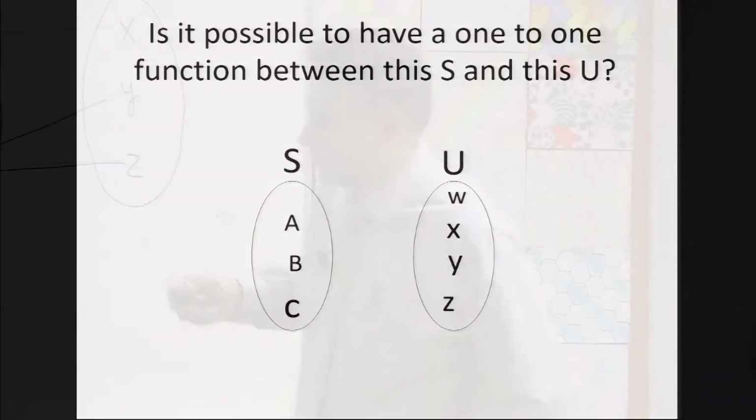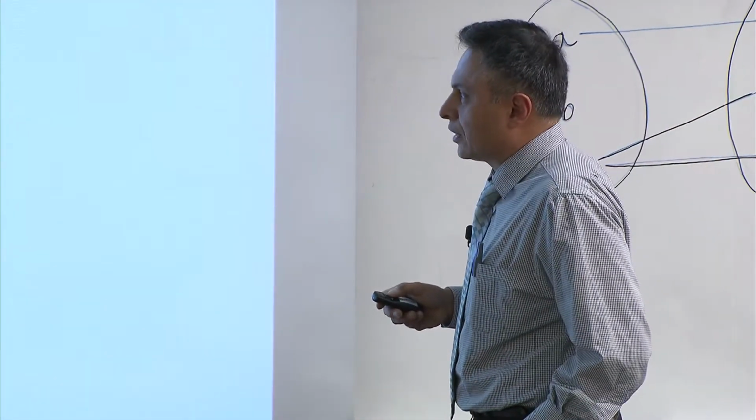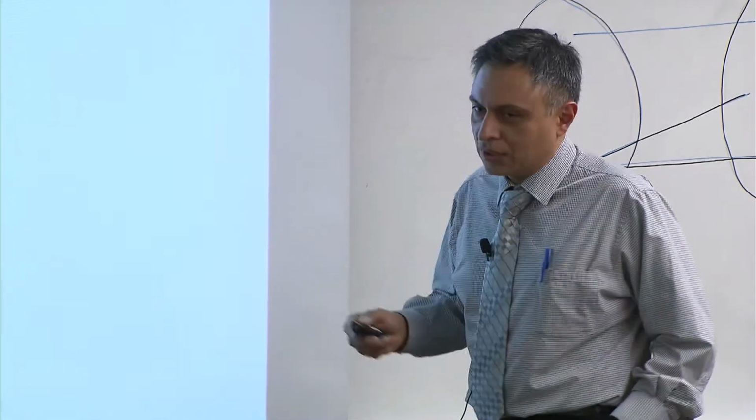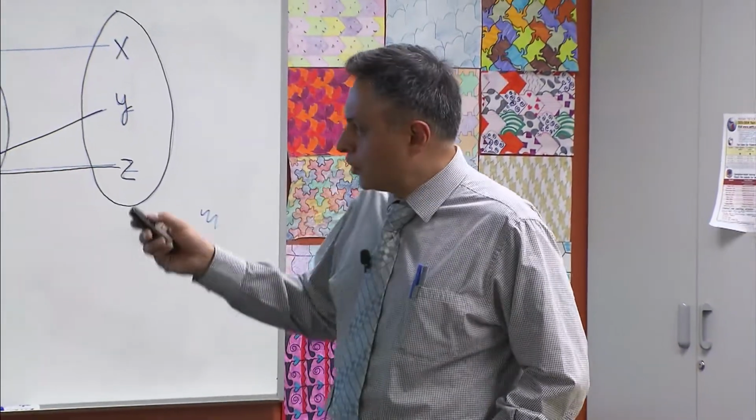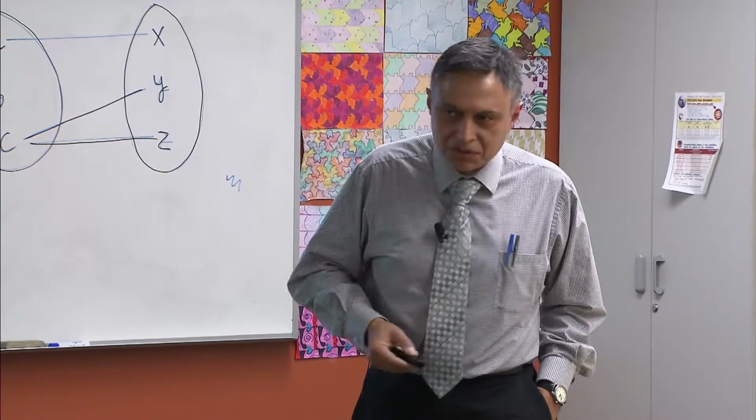Does each element have to have a corresponding input? Correct. And it has to be unique. So can we have a one-to-one and onto relationship between those two sets? And the answer is no, we can't.